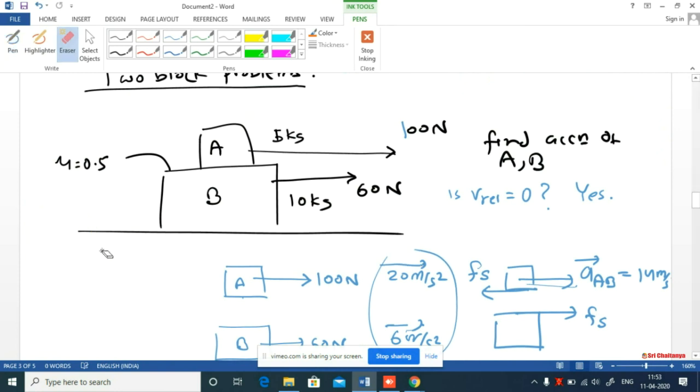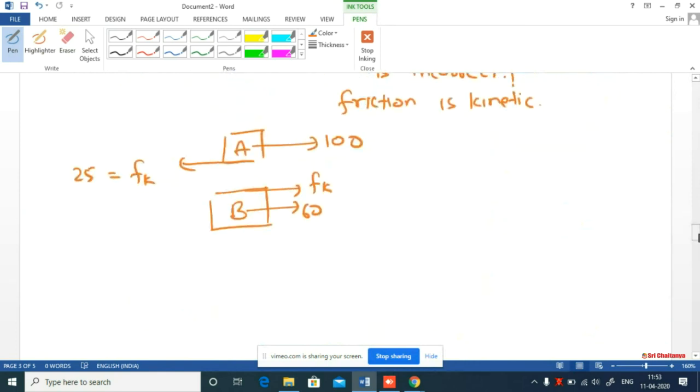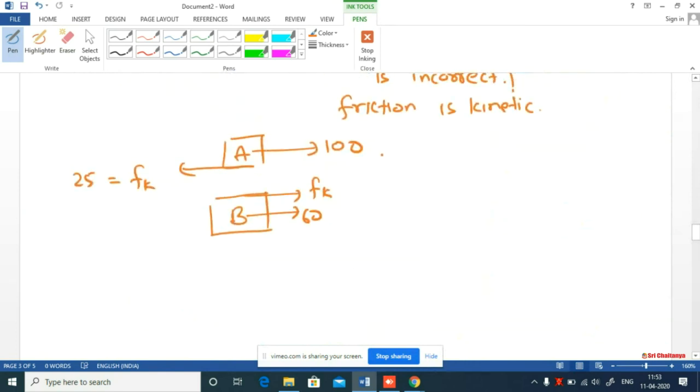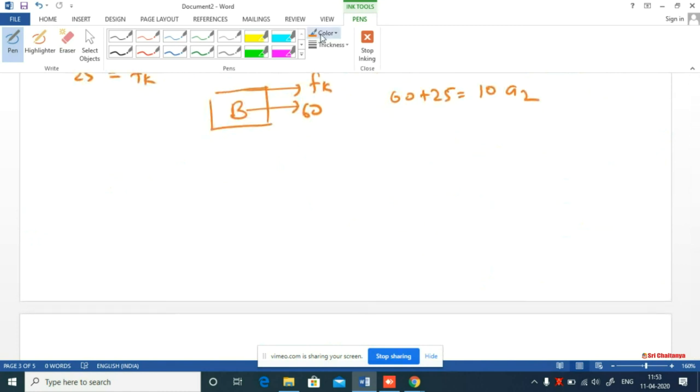So we are assuming the ground is smooth. So that's the problem that we have been solving here, right? So you can find the acceleration for A: 100 minus 25 is equal to 5 into A1, and for B it will be 60 plus 25 equal to 10 into A2. So we can get A1 and A2 from here, right? Straight away we'll move to the next example, where we'll take friction maybe at both the surfaces, right?